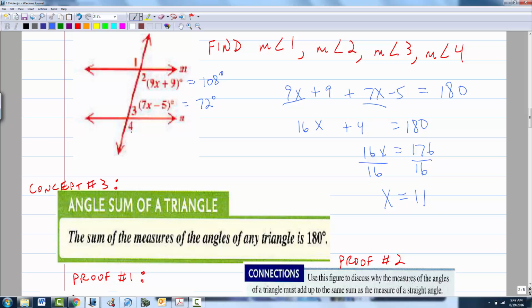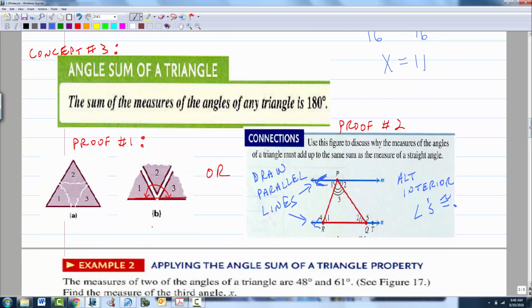What does that make angle 4? 108. Two reasons. The easiest one is it's corresponding to 2. And then what does that make 1? 108, because 108 is vertical to 2. Vertical angles are congruent. Or 1 and 4 are alternate exterior angles, which are congruent. Whatever. You know this.